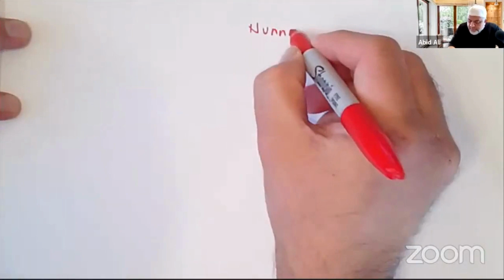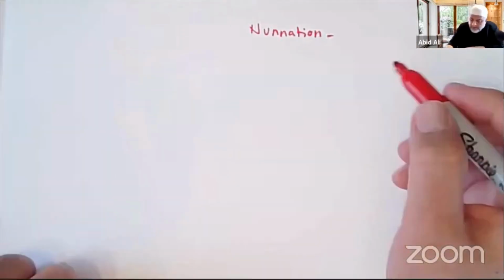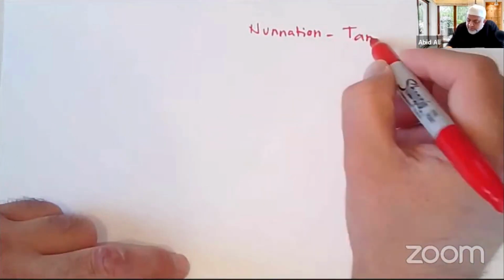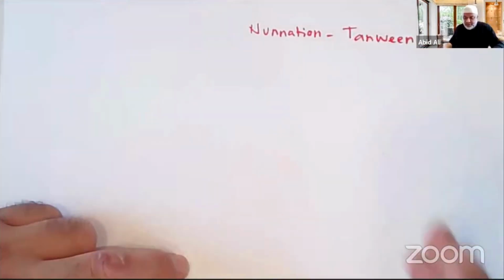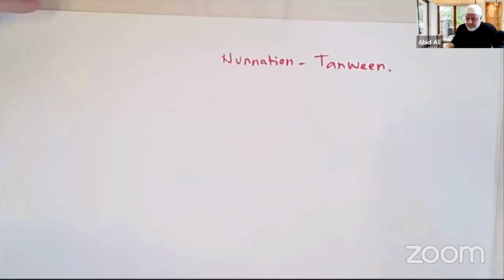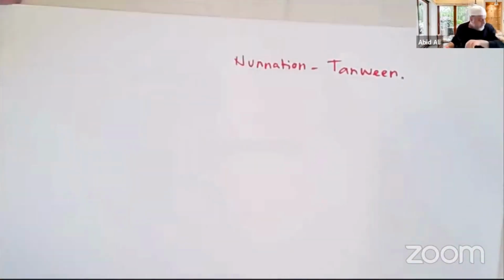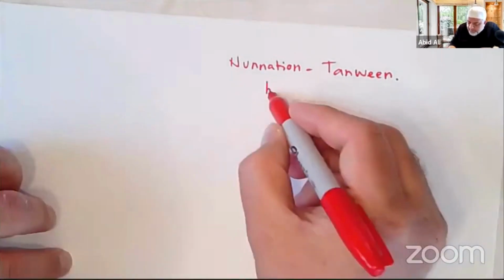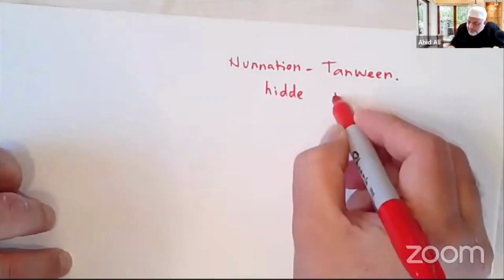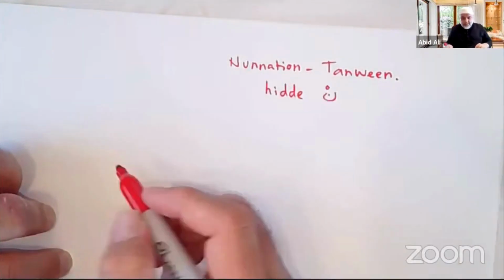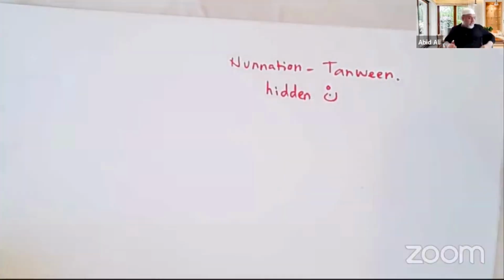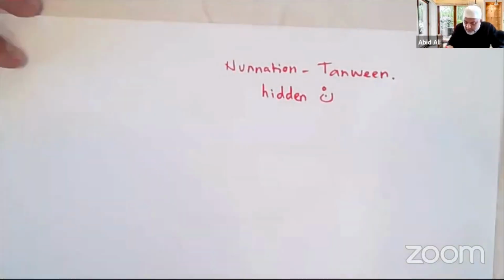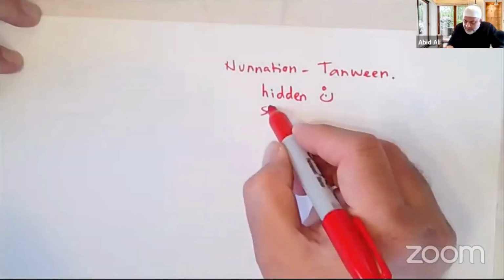Nunation. Or in Urdu and Arabic, it is known as tanween. Nunation, and the meaning of this in Arabic is tanween. Tanween is a hidden noon sakin. Or if I say it another way, it is a silent noon.